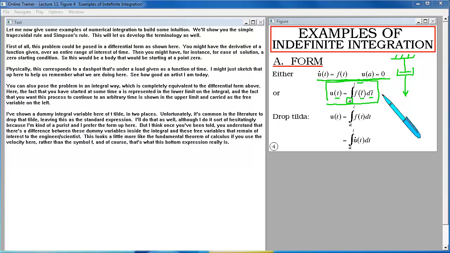Unfortunately, it's common in the literature to drop that tilde, leaving this as the standard expression. I'll do that as well, although I do it hesitatingly because I'm kind of a purist and I prefer the form up here. But I think once you've been told, you understand that there's a difference between these dummy variables inside the integral and these free variables that remain of interest to the engineer scientist. This looks a little more like the fundamental theorem of calculus if you use the velocity here rather than the symbol f. And of course that's what this bottom expression really is.